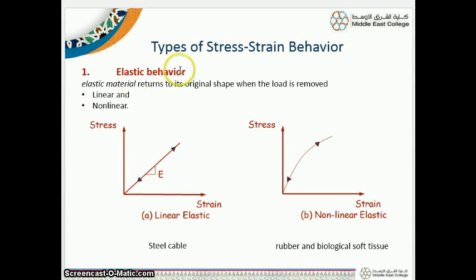So we have types of stress strain behavior. If you see elastic behavior, a material returns to its original shape when the load is removed. We have linear elastic and non-linear elastic. This stress strain curve is linear, so this is called a linear elastic material. This is in a curved path, so this is called a non-linear elastic material. Generally steel cable will have this type of linear elasticity, and rubber and biological soft tissues will have this type of elasticity.